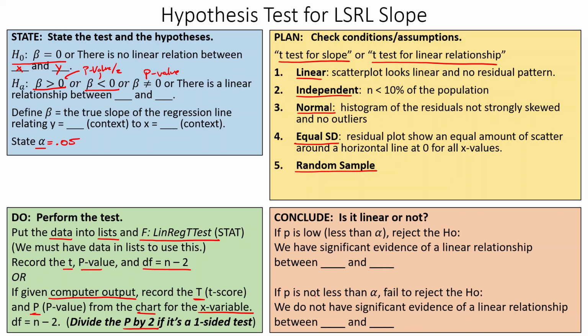All right, and then same thing as before. If p is low, reject the H0. So if we are rejecting, we have significant evidence of a linear relationship. If p is not less than alpha, we fail to reject the H0. We do not have significant evidence of a linear relationship.